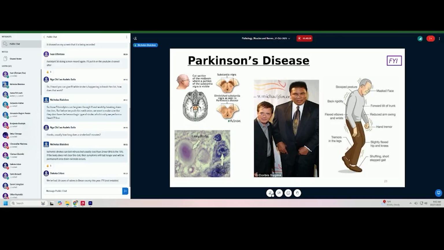So here's a picture of Parkinson's: what Lewy bodies can look like, the portion of the brain that's affected, people who have it, obviously famous people like Muhammad Ali, and then typical characteristics of somebody with Parkinson's.